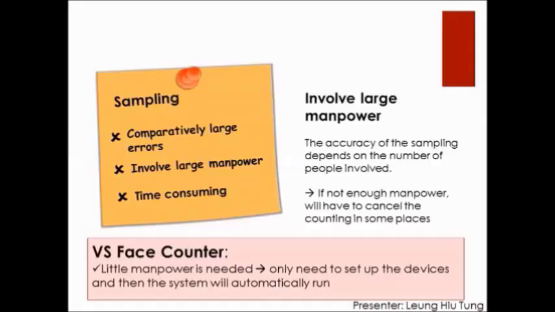Also, sampling requires employing relatively large manpower. The accuracy of sampling depends on the number of people employed. Please imagine that if there are not enough employees for counting, the organization may need to give up some places, which leads to inaccuracy. However, the face counter requires less manpower. People only need to set up the machines so that the system can operate automatically. Thus, it may also lead to lower operation costs.